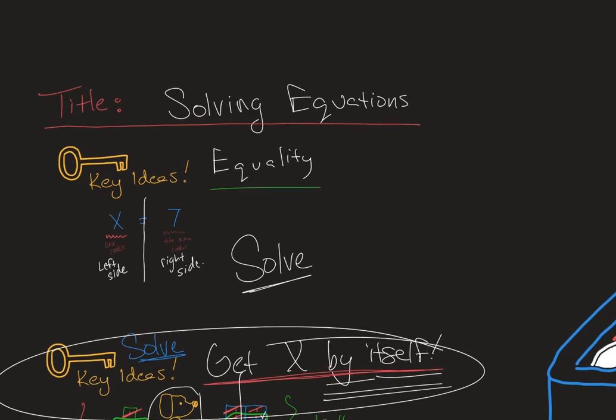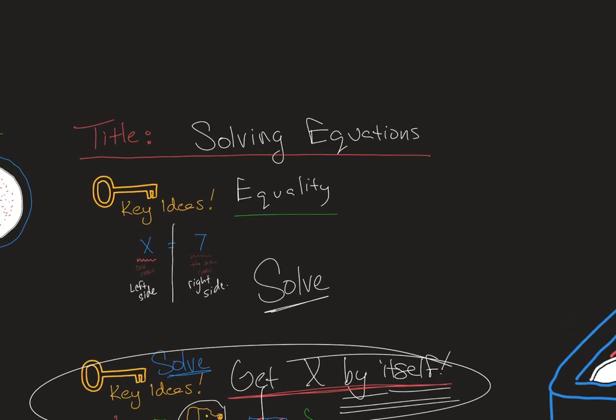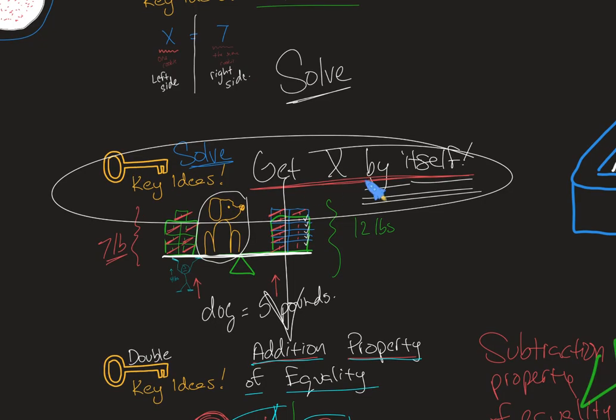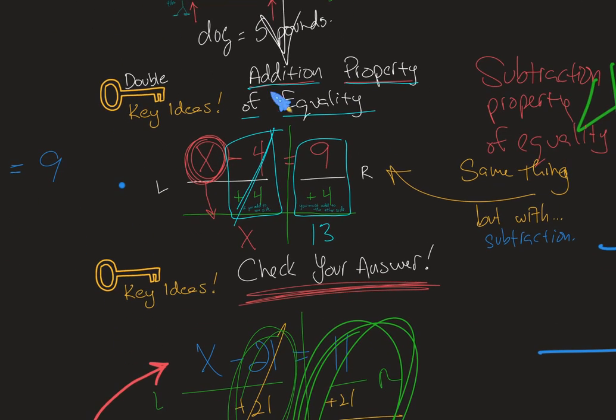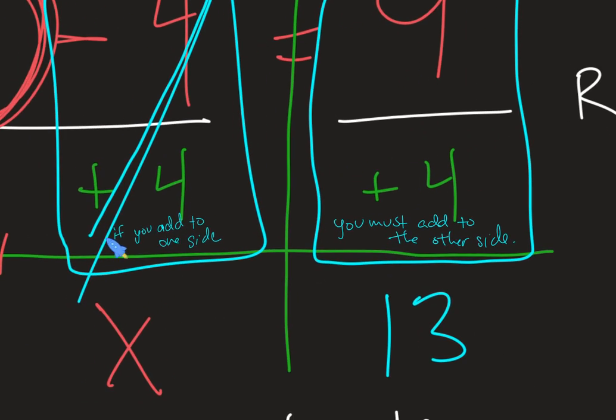So what are you going to do to solve equations? Well, 1, you're concerned about them being equal. 2, you're going to get x by itself. And then how are you going to do that? You're going to do it by adding and subtracting, keeping this sense of equality. And if you're like, what is that sense of equality? That sense is, if you do it to one side, you must do it to the other.